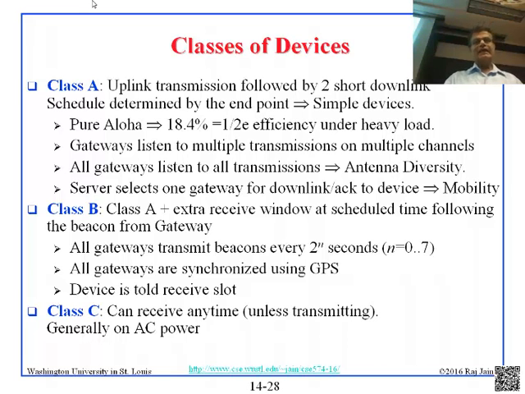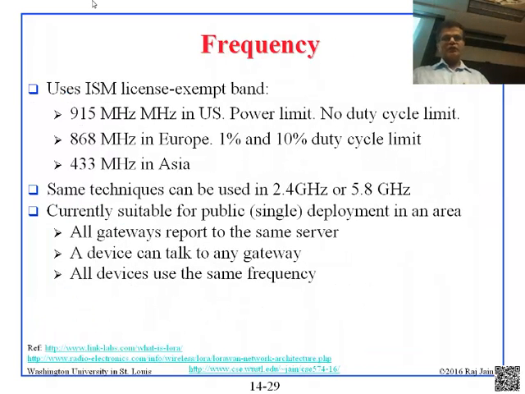Okay? All right. So people, class A, mostly sleeping. Class B, kind of sleeping at a scheduled point. Okay? And class C, almost always awake. Frequency. Frequency means frequency of the band. Again, it is 900 megahertz.